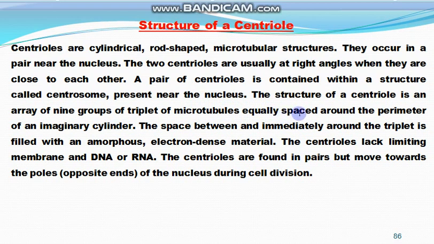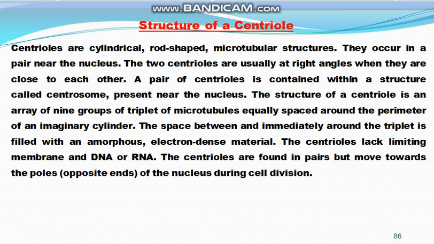And the structure of the centriole is an array of 9 groups of triplets of microtubules equally spaced around the perimeter of the imaginary cylinder, and the space between and immediately around the triplets is filled with amorphous electron dense material. And the centrioles lack a limiting membrane, DNA or RNA, and the centrioles are found in pairs, but they move towards the poles, or the opposite ends of the nucleus, during the cell division.